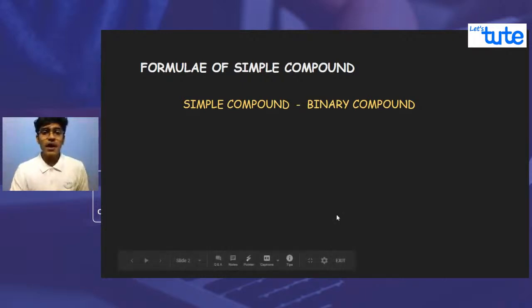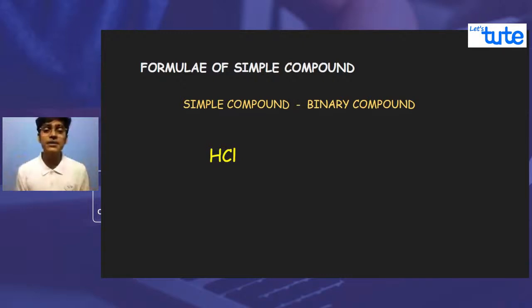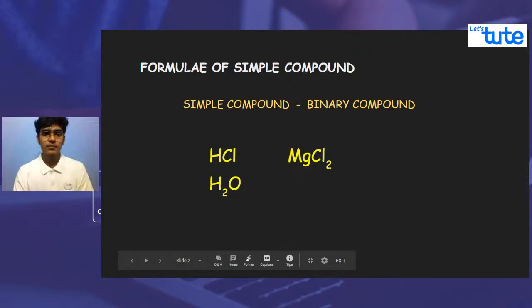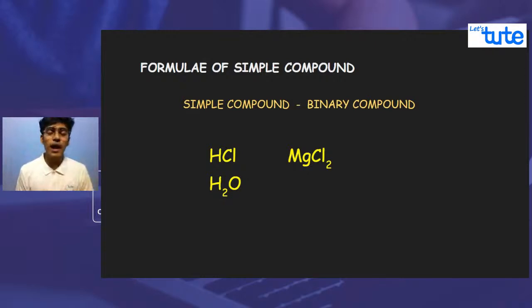We can have complex compounds as well as simple compounds. A simple compound is a binary compound, so two elements are being used. Hydrogen and chlorine are two elements which are used to make hydrochloric acid. Two elements are being used to make water, and also to make magnesium chloride, two elements are used. So these are some binary compounds. And how are the chemical formulas derived? We will check them.